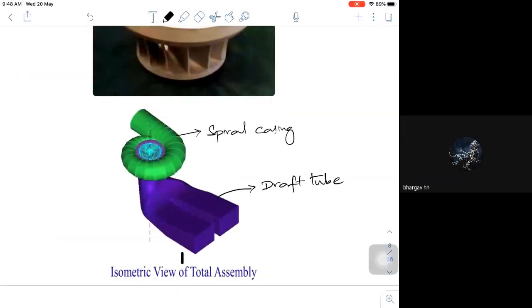So I have shown the complete isometric view of the assembly. If you look at the assembly, we have what is called a draft tube. We have different types of draft tube: one is the conical type, another is the elbow type, and so on. Don't expect the draft tube to be of the conical type every time.